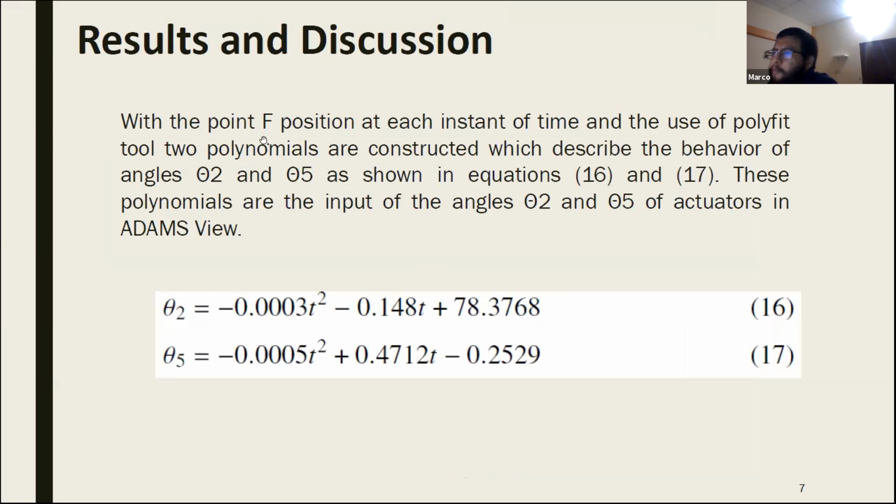Results and discussion. With the point F position at each instant of time and the use of polyfit, polynomials are constructed which describe the behavior of the angles theta 2 and theta 5. I show equations 16 and 17. The polynomials are input on the angles theta 2 and theta 5, and the actuators in Adams View are theta 2, constructed with polyfit, and theta 5.